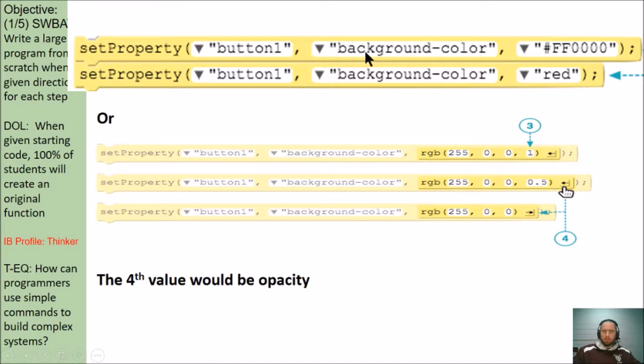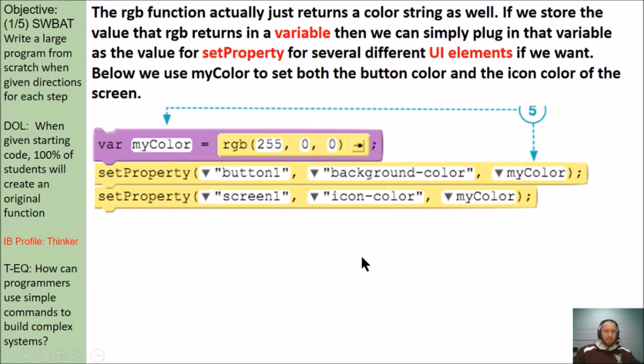Set property, button, background color, and then we could put the color in ourselves, or we could break it up like this, where each parameter is a different value for RGB. And if we kept clicking this arrow, here's red, green, and blue. If we did another one, that would be opacity, but we don't really need that. So the RGB function actually just returns a color string as well. So if we store the value that RGB returns into a variable, then we can simply plug in that variable as the value for set property for several different UI elements if we want.